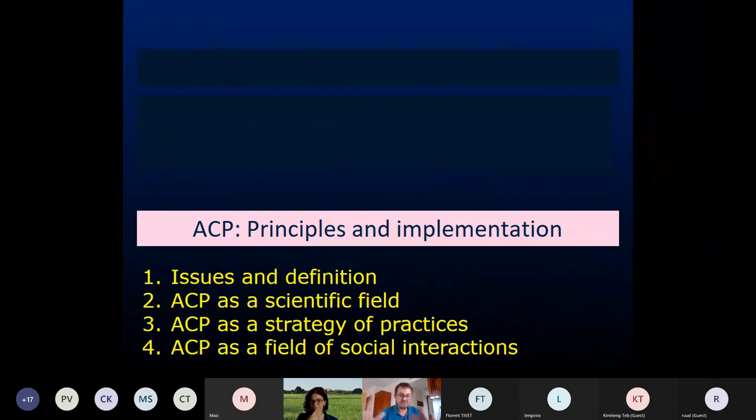Okay, so that was the first part of my talk today. I have a second part on something more applied, such as implementation, for example. So Mathilde, I ask you, what do we do?